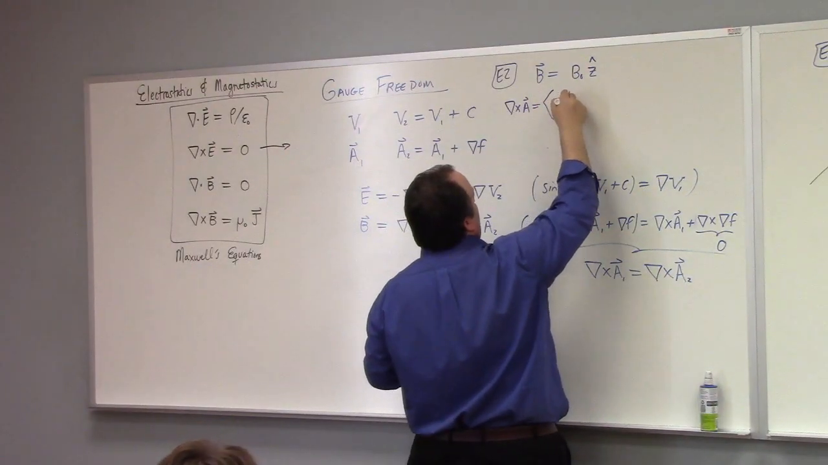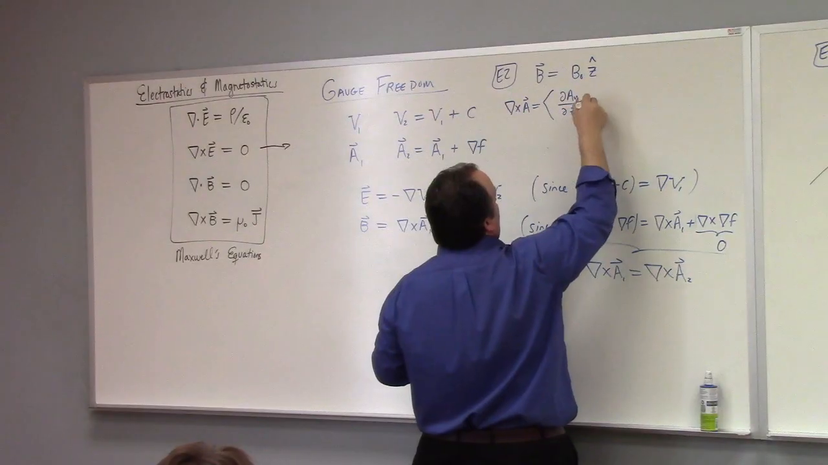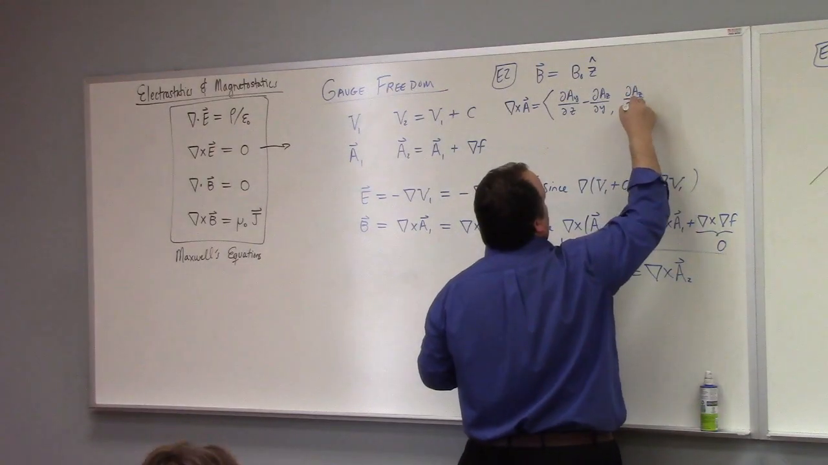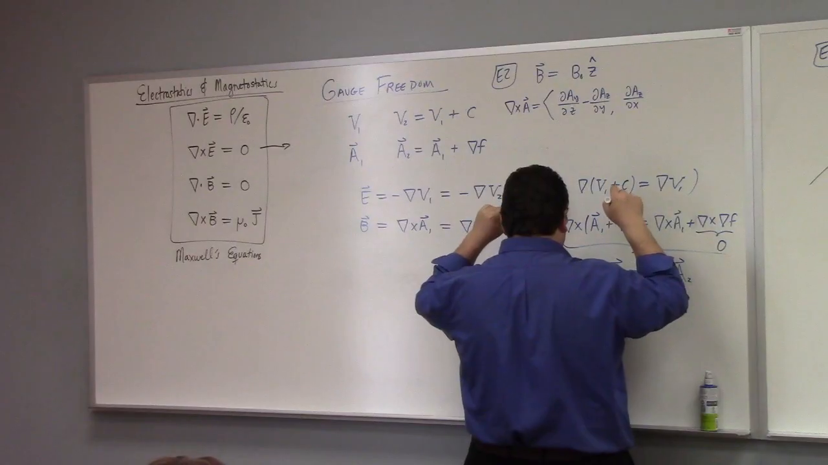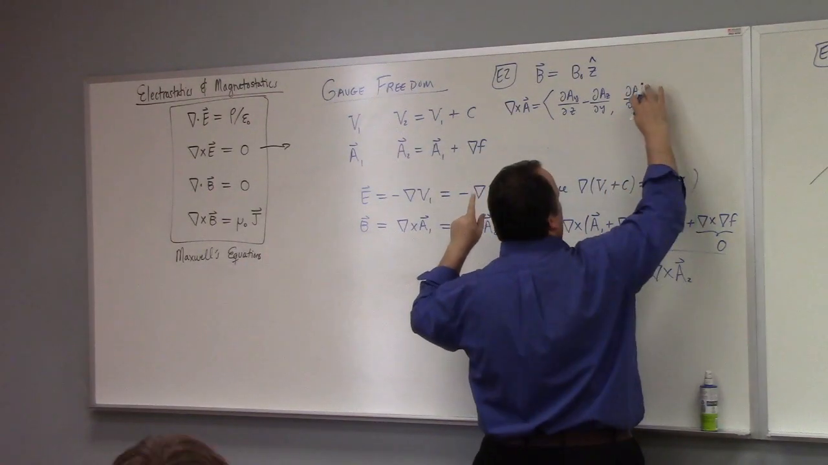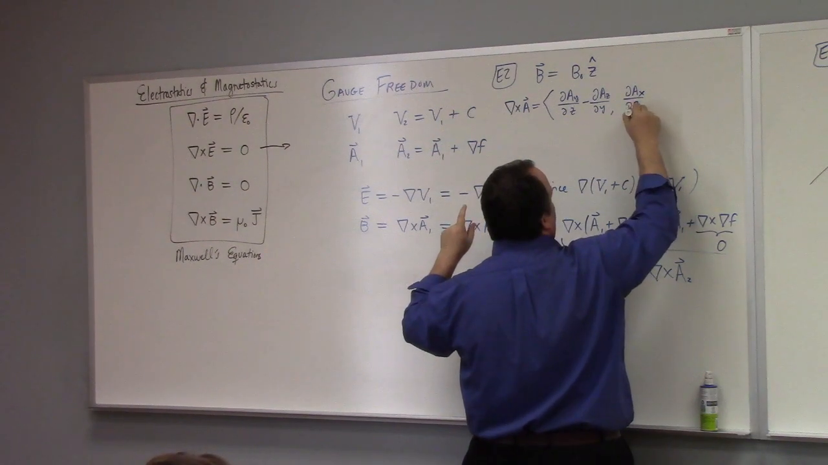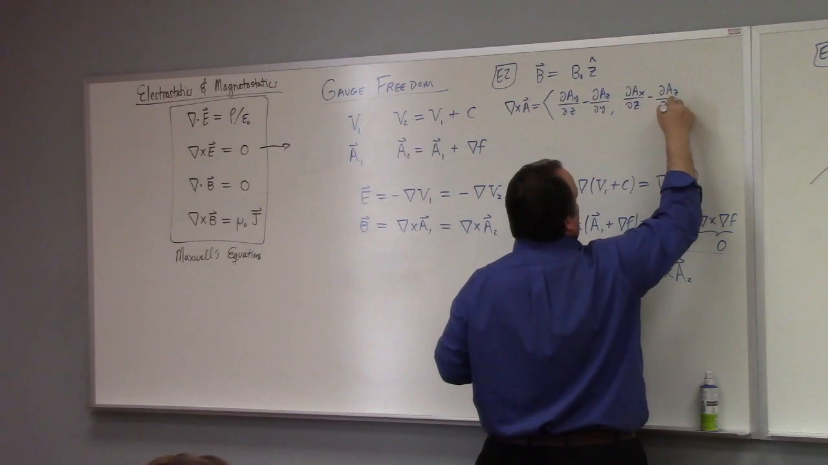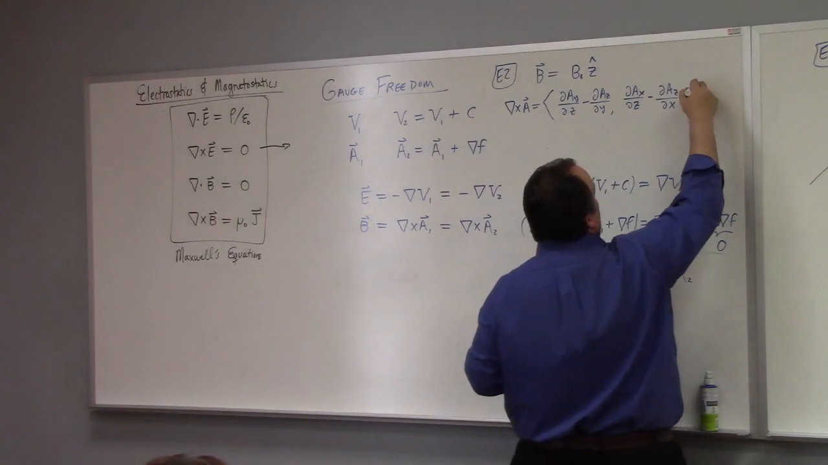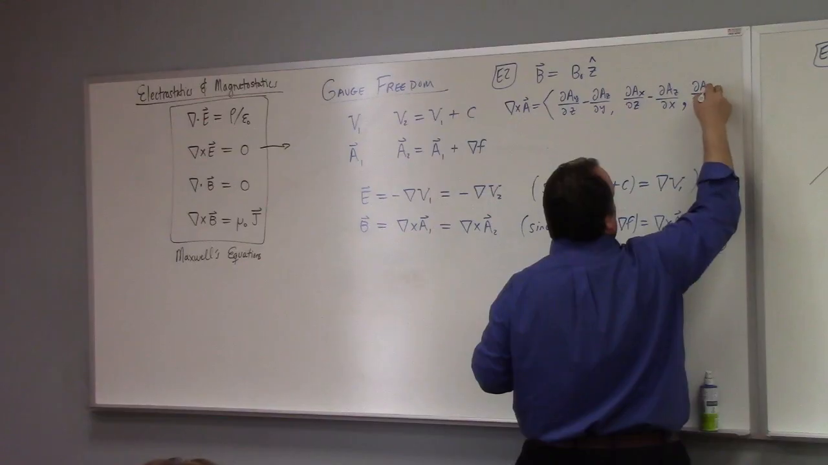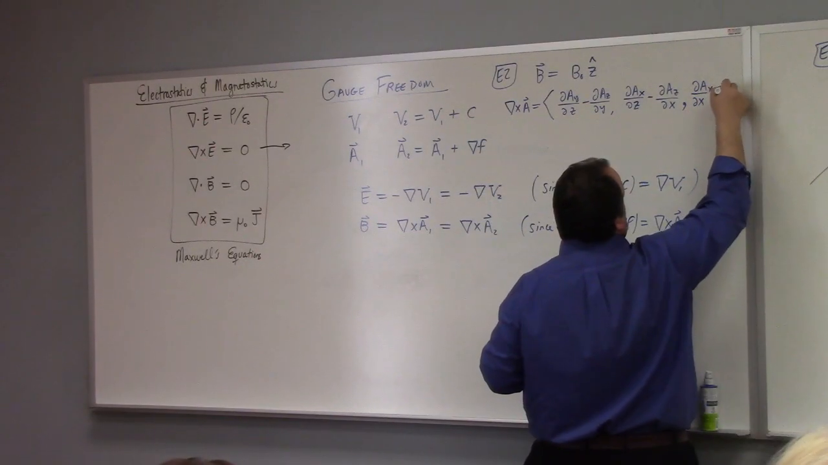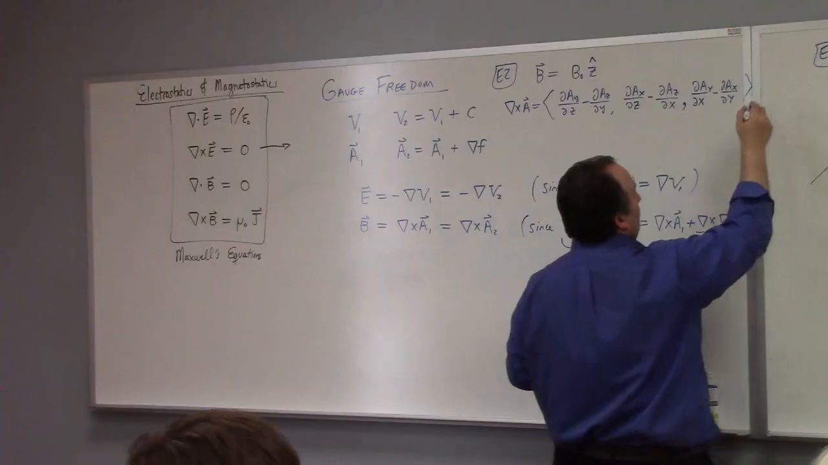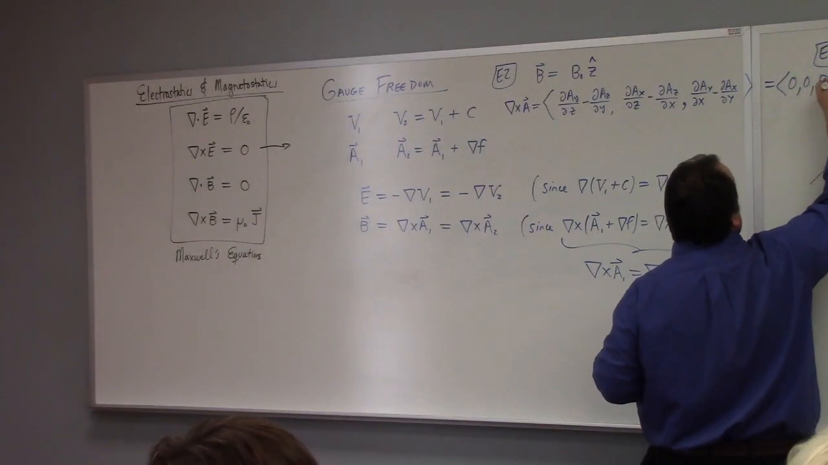Well, partial AY, partial Z, minus partial AZ, partial Y, comma, partial AZ, partial X. Wait a minute, hold on a second. I think that's XZ. Yeah, minus partial AZ, partial Y... I mean, you guys could cheat and look in the cover, whatever. Partial Y, partial X, and finally minus partial AX, partial Y. All right, there you go. That's the curl. And we want this to be equal to 0, 0, B0.